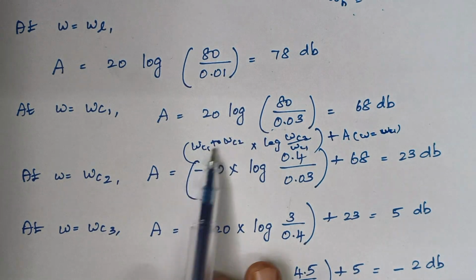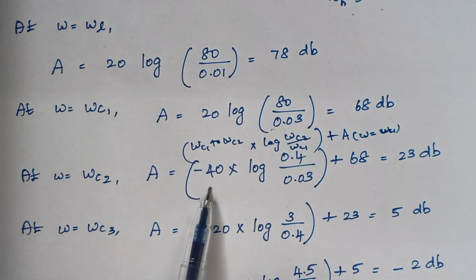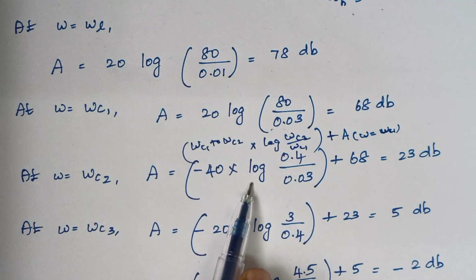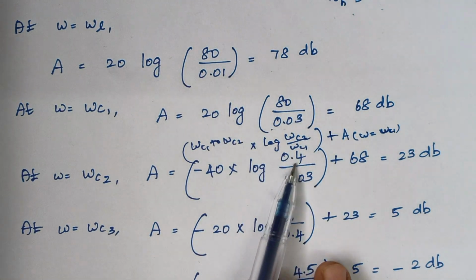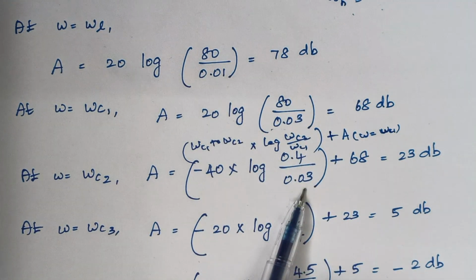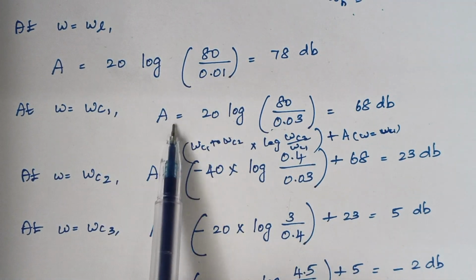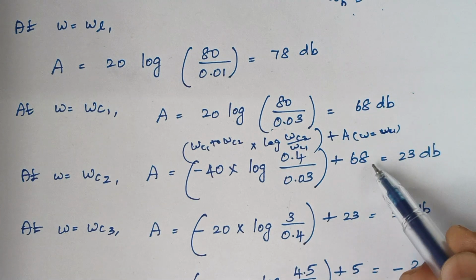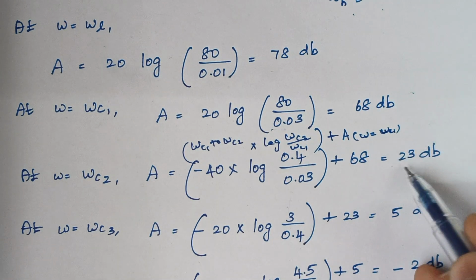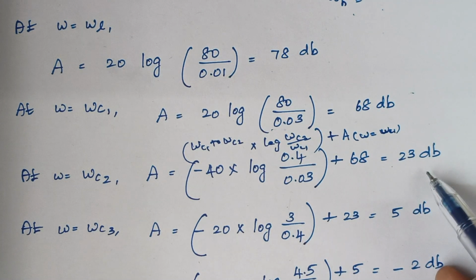So here from omega C1 to omega C2 the change of slope is minus 40 into log of omega C2 by omega C1, which is 0.4 divided by 0.03, plus the value of A. At omega equal to omega C1 the value of A is 68. So just substitute it here, right? So the answer is 23 dB.